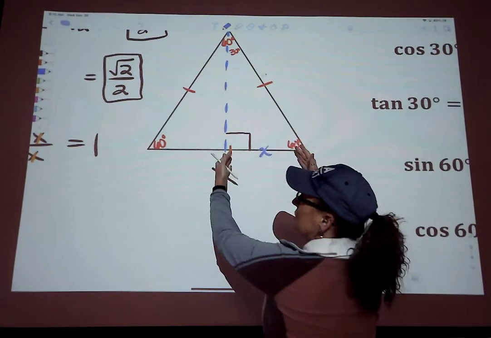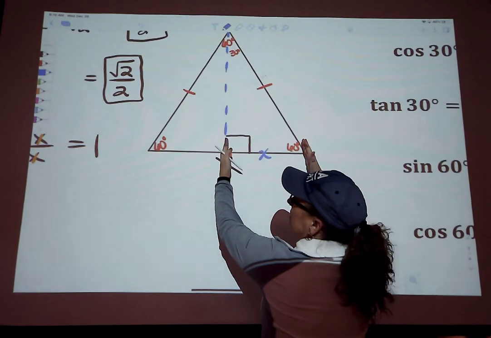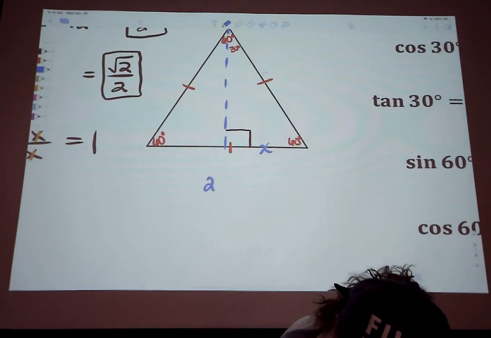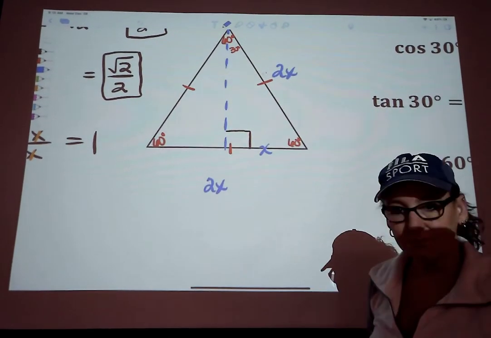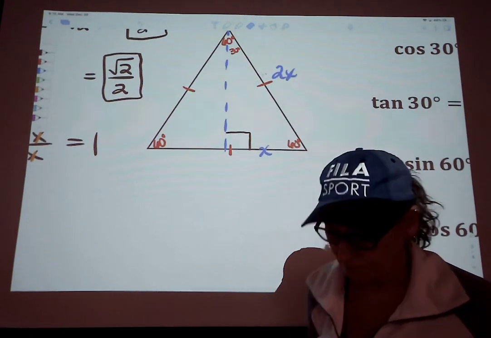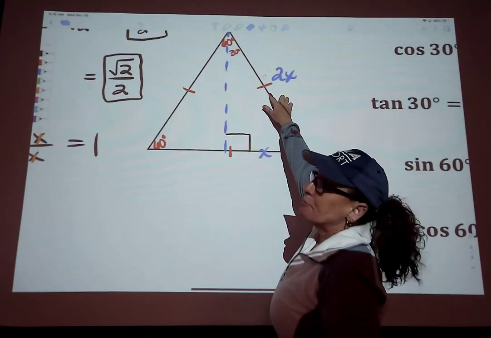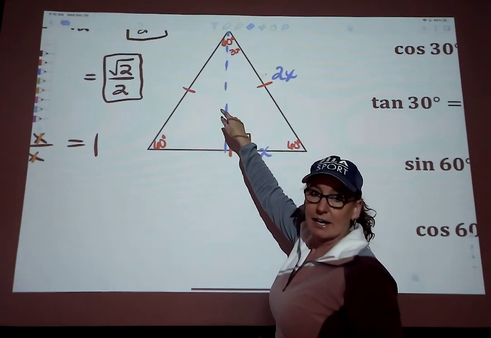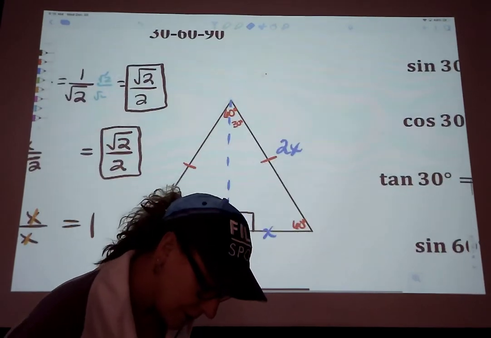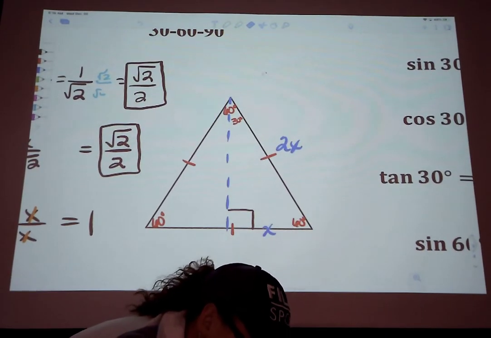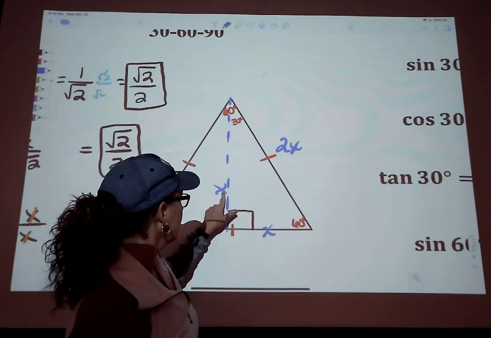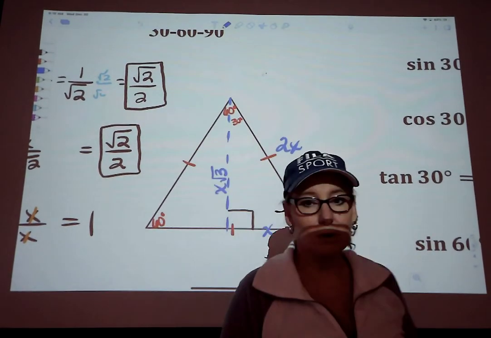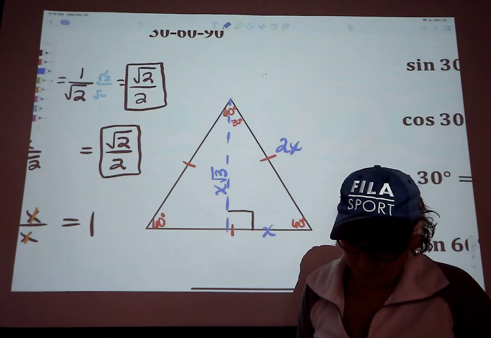Let's say I call this just from here to here X. What's this whole side then? And so is this one. So if this is X, then this hypotenuse is 2X. Now, do you remember how to go from the short leg to the long leg? Again, geometry. You had it memorized at one point. It's your short leg times radical 3. Short leg times radical 3. Okay.